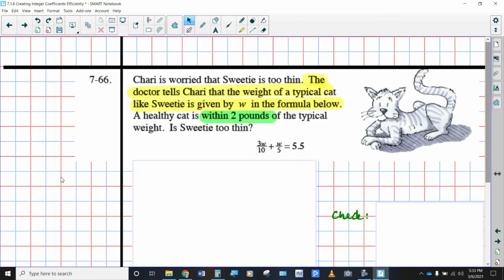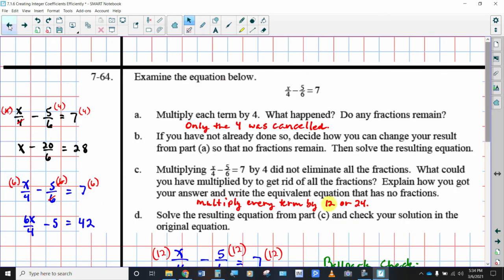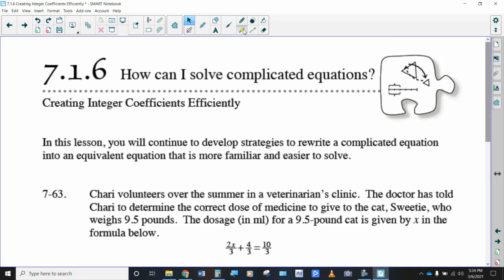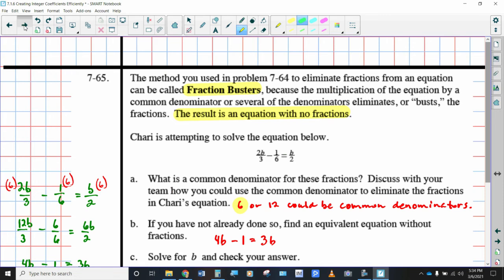All right, so back to Sherry and the cat, Sweetie. Sherry is worried that Sweetie is too thin. The doctor tells Sherry the weight of a typical cat like Sweetie is given by W in the formula below. A healthy cat will be within 2 pounds of whatever our value for W is. And I was a little confused about this problem until I went back and reread the original problem. And here's Sweetie, she weighs 9.5 pounds. So we're trying to find if her current weight is within 2 pounds of what we're going to get for our value for W when we solve this problem.